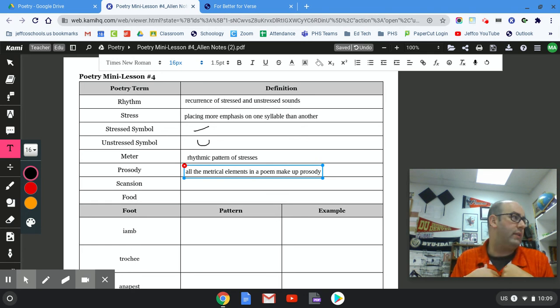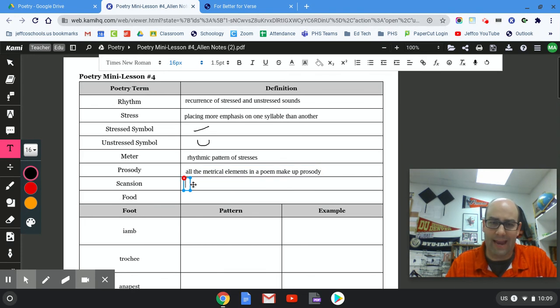So on the test, if they say, look at the prosody of this poem, that's what we're looking at. We're looking at the rhythm, the stresses, the meter, and all those things make up its prosody. And then the act of counting the stresses is called scansion. So this is measuring the stresses in a line of poetry. You're doing that to determine its meter, its metrical pattern.